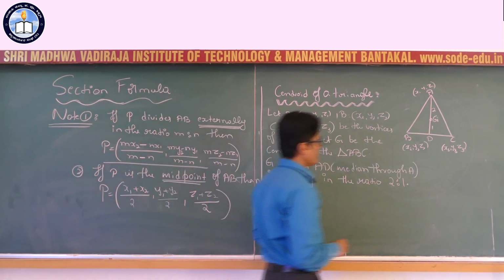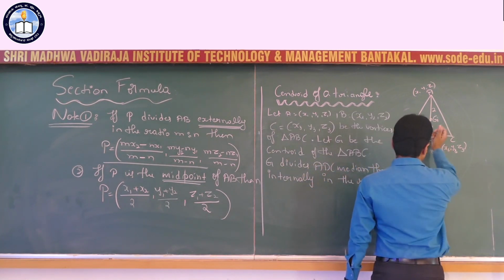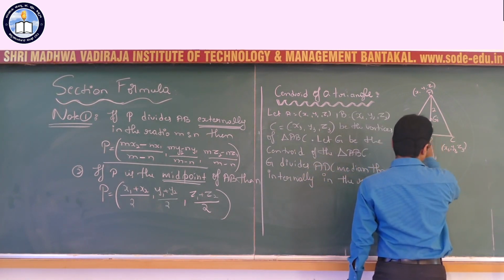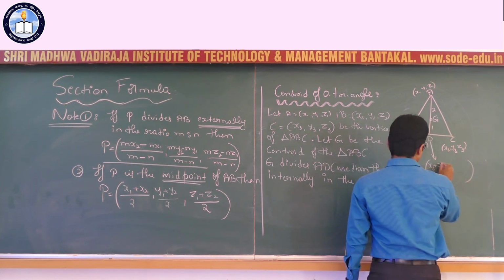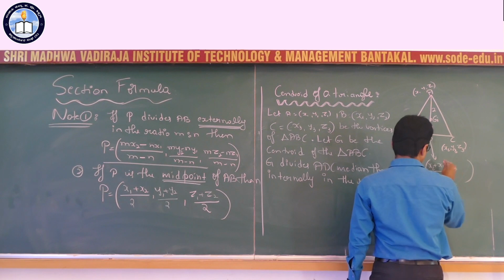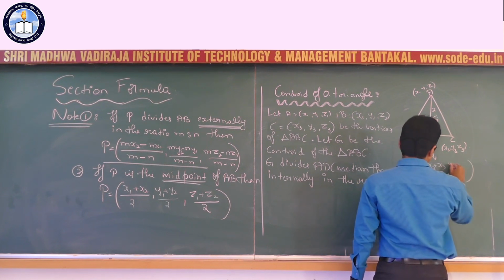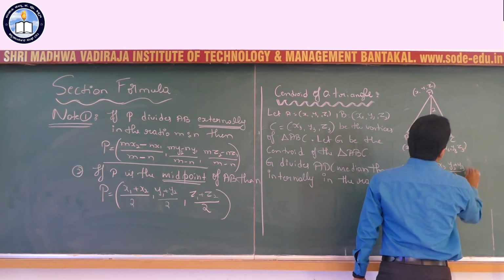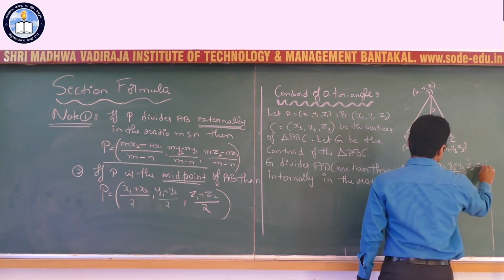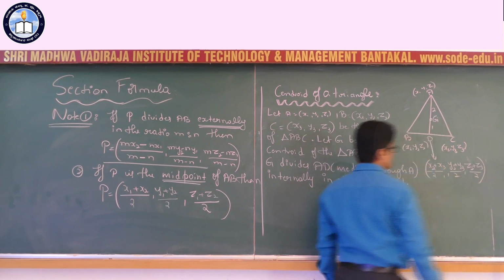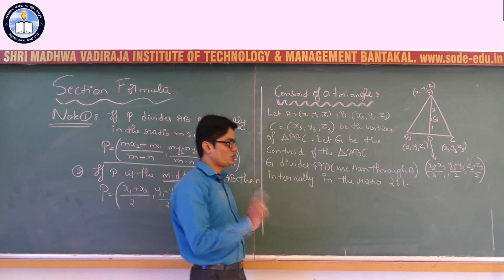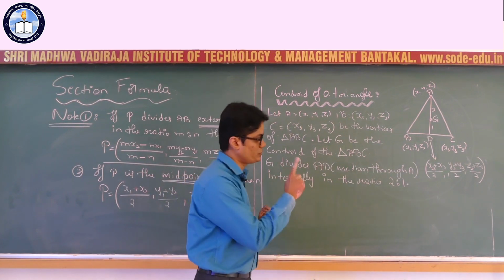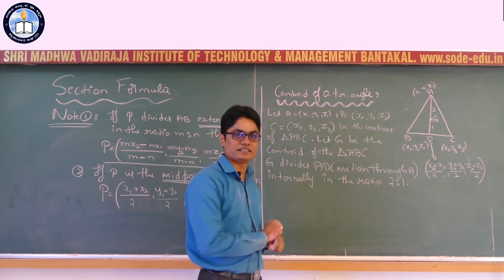Okay, so what are the coordinates of D? Can you tell me? D is the midpoint of BC. So what are the coordinates of D? Midpoint formula: (x2 plus x3 by 2, y2 plus y3 by 2, z2 plus z3 by 2). This is the coordinates of D. D is a midpoint of BC, so the coordinates of D are (x2 plus x3 by 2, y2 plus y3 by 2, z2 plus z3 by 2).